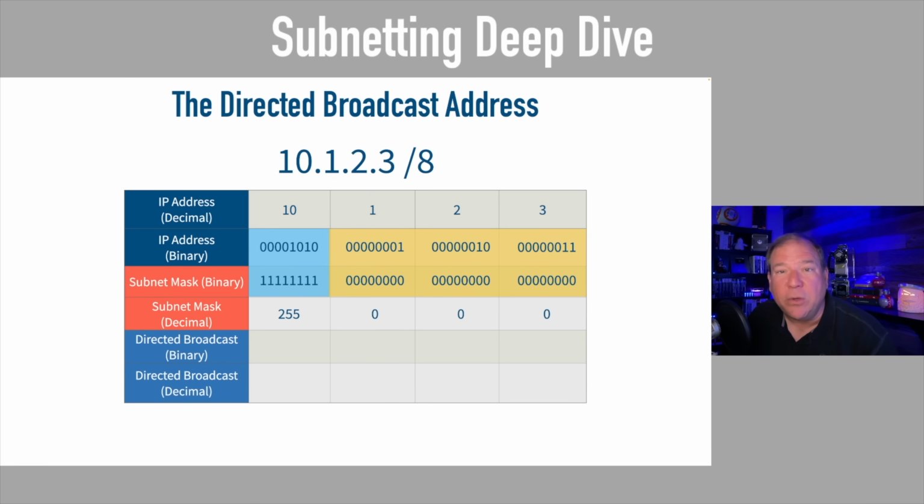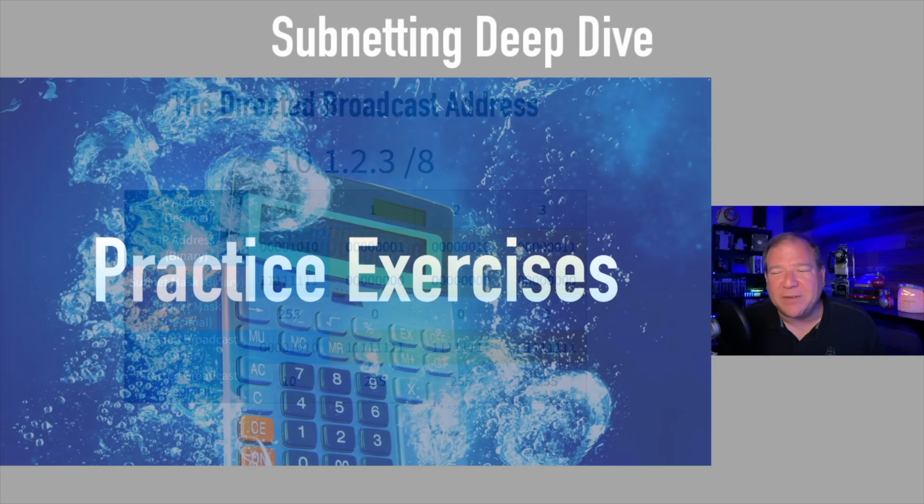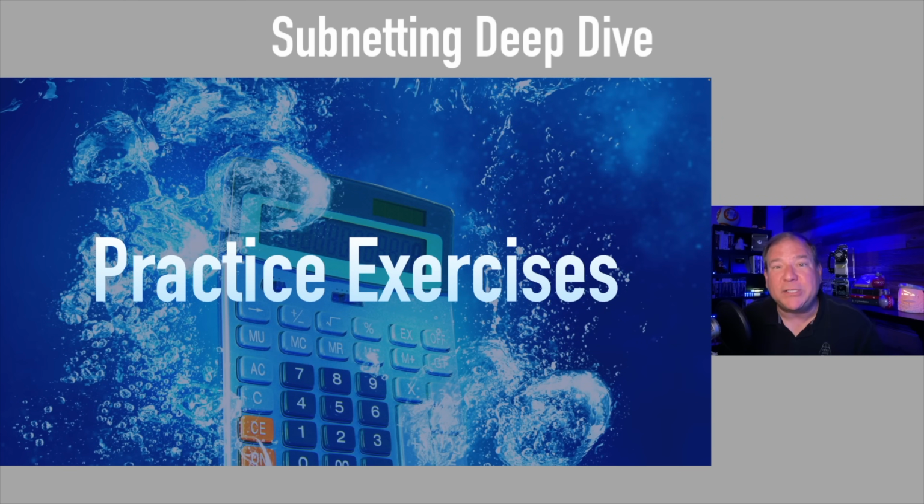We also cannot use the directed broadcast address. That's where we take those host bits and convert them into all ones. So here I've got 24 host bits with 10.1.2.3/8. I keep my original 10, but then I set all the host bits to 1. That's going to give me a directed broadcast for this network of 10.255.255.255.